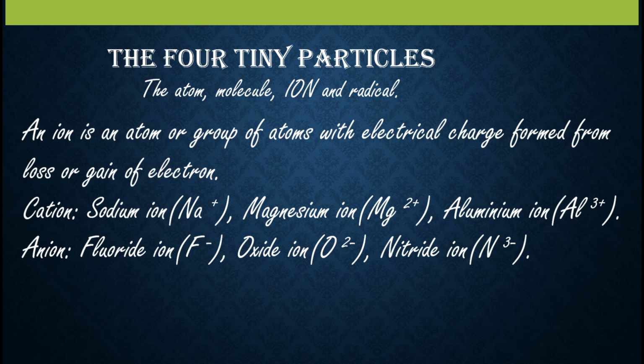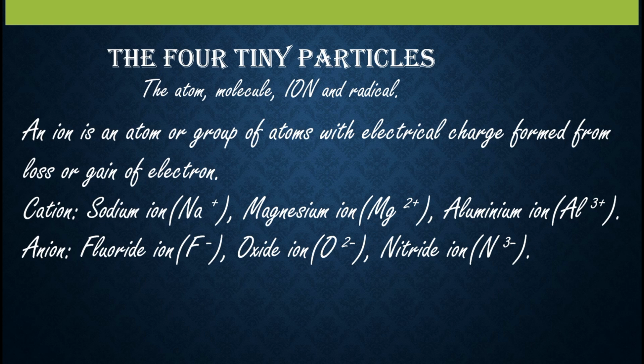So let's take it again. An ion is an atom or a group of atoms with electrical charge formed by loss or gain of electron. That tells us fully that we have two types of ions. One, positive charge ion, which other times we call a cation. And another one we call negative charge ion, which is an anion. So we know what an atom is, we know what a molecule is, and we know what an ion is.